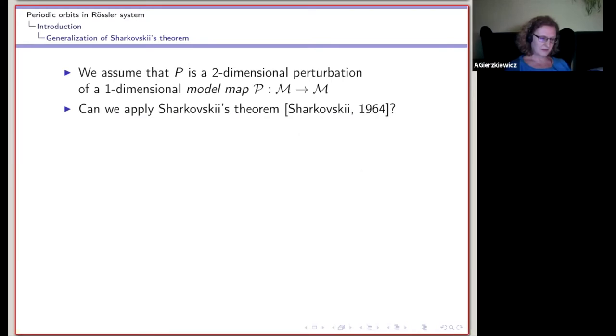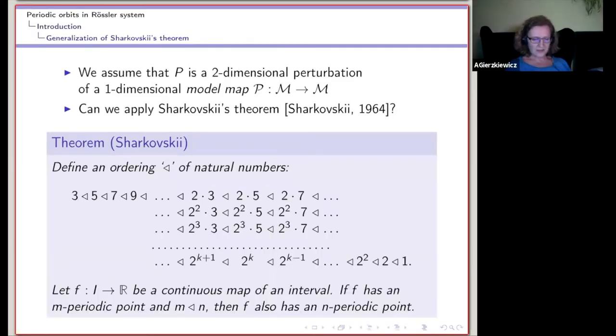We know very well that the Sharkovskii theorem is related to a one-dimensional situation. If we have a three-periodic orbit on a one-dimensional self-map, then we have to have also all natural periods that follow it in the Sharkovskii ordering. So, in fact, all natural periods. So our question was: if the Poincaré map P is so close to a one-dimensional map with a three-periodic orbit, do some periods which would follow from the Sharkovskii theorem survive or something like that?